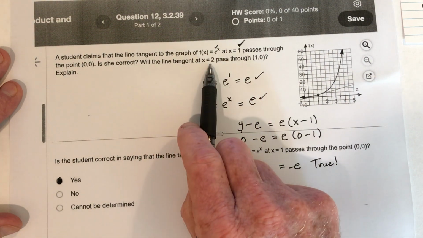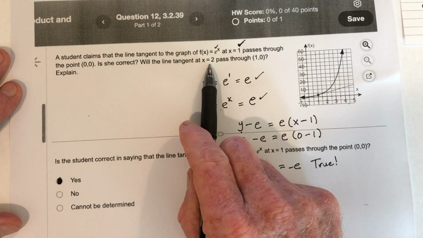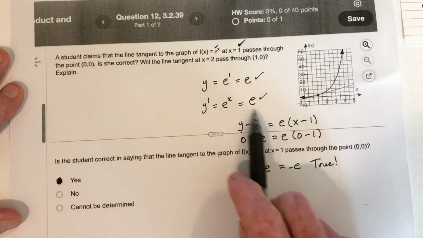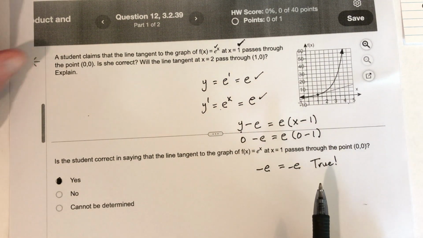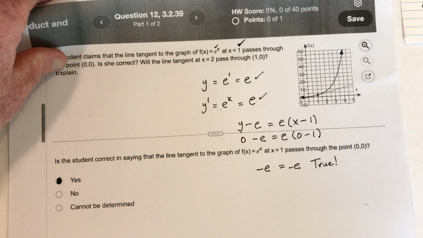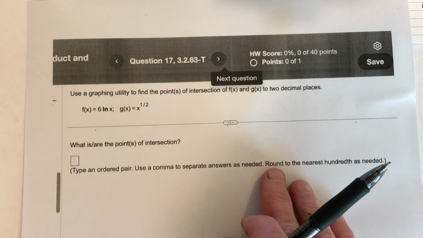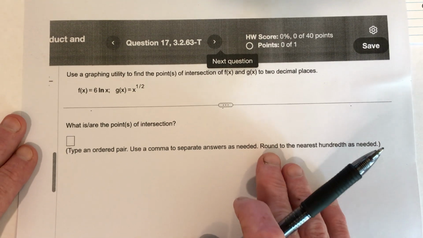And then they just ask you to redo the same work with x equals 2, but it's the same work except instead of x equals 1, it's x equals 2. And that was number 12. Next up, number 17.